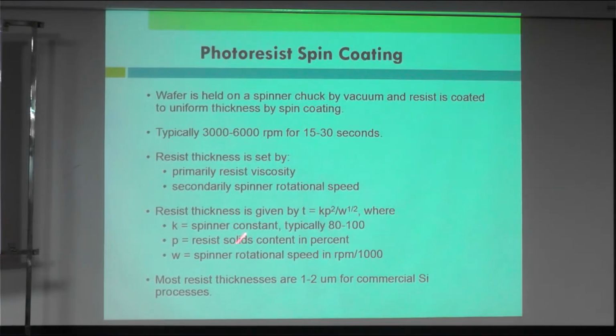So this is what I have explained. Resist thickness is given by T equals KP squared divided by square root of W, where K is the spinner constant, typically 80 to 100, and P is resist solid content in percent, and W is the spinner rotational speed, RPM. So most resist thicknesses are 1 to 2 micrometers for a commercial silicon process.